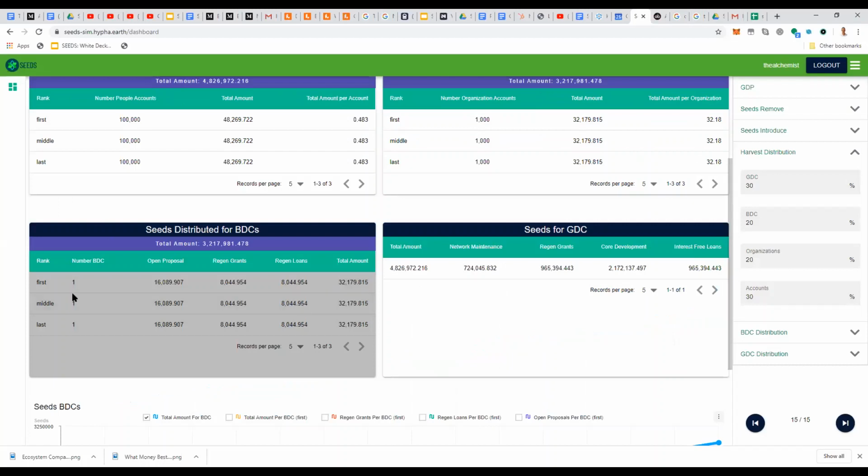Something that still needs to be updated here is this first, middle, last. So right now it's showing them getting all the same amount, but that will change. It'll actually be on a percentile level. So the 99th percentile is going to get the most number of seeds, and the 1st percentile is going to get the least number of seeds, right?